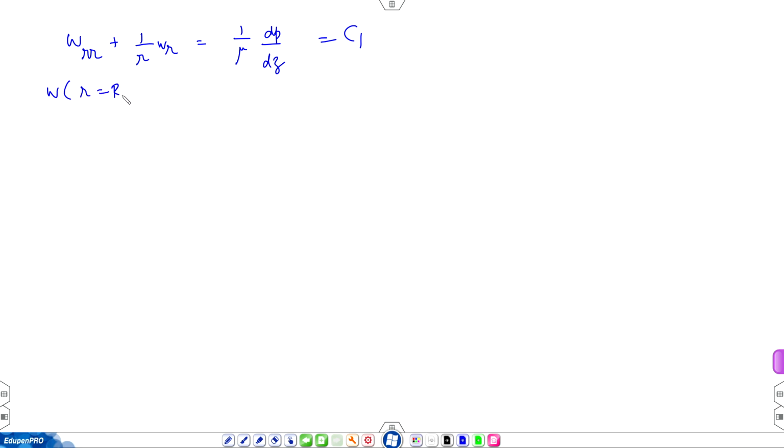W at r equal to capital R is 0, and then what are the limits of small r, the radial coordinate? What are the limits of the radial coordinate? r equal to 0, it goes from r equal to 0 to r equal to capital R. What do you know about velocity at r equal to 0? Finite, somebody said finite, somebody said it is a maximum, so the derivative is 0. So, both conditions can be used.